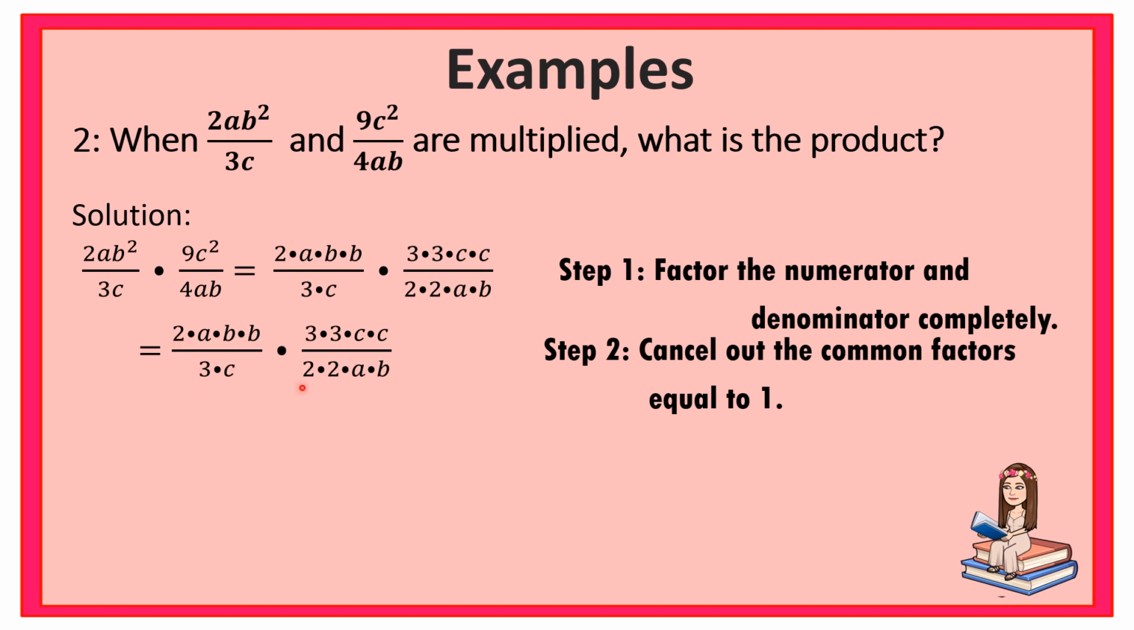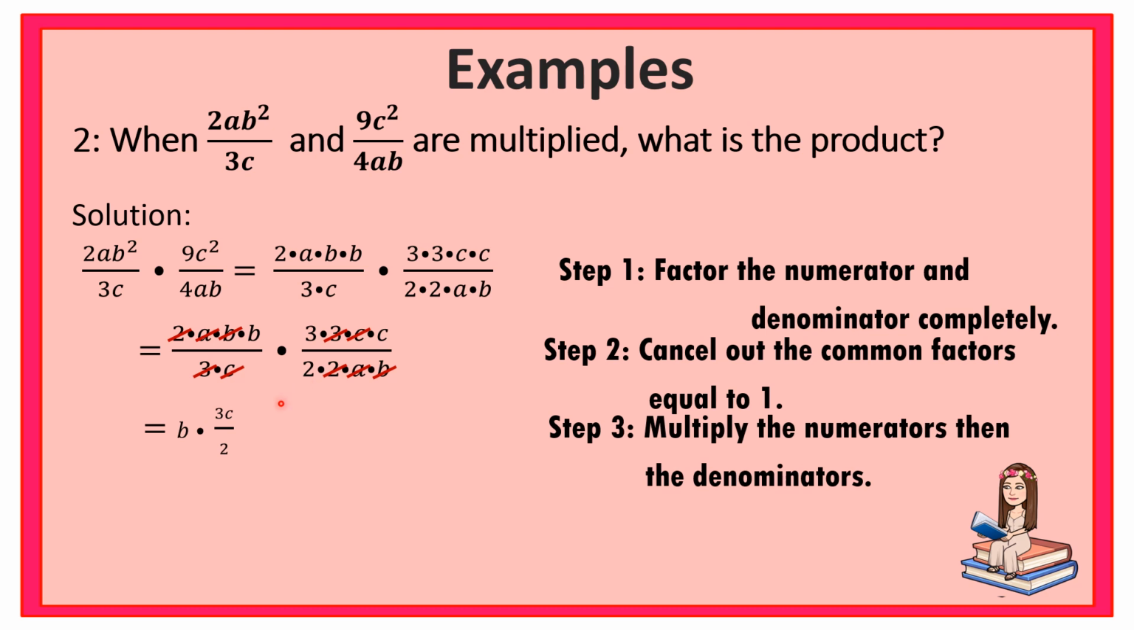We have 1 pair of 2, 1 pair of 3, 1 pair of A, and 1 pair of B. Let me show you. Yung isang B dito, wala nang partner, kaya naiwan siya. Yung C, wala na rin partner, kaya naiwan. So as with the 2. And after canceling those out, ang matitira ay yung B at yung 3C over 2. And we will multiply these remaining factors and we will come up with 3BC over 2.